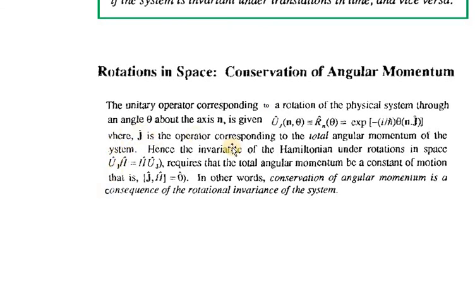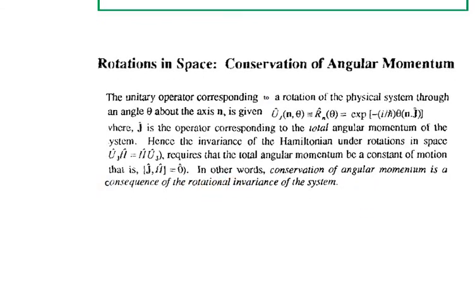Hence, the invariance of the Hamiltonian under rotation in space, UH equal to HU, requires that the total angular momentum be a constant of motion, that is, the commutator of J and H equal to 0. In other words, conservation of angular momentum is a consequence of the rotational invariance of the system.